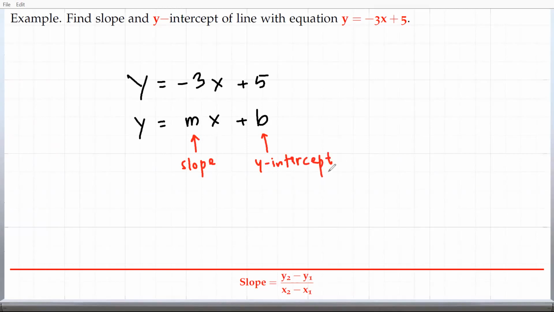So once we have that set up, if we compare these two equations directly, looks like m must be negative 3. So we can say slope is simply negative 3 and b must be 5. So we can say y-intercept equals 5. So we have found the slope and y-intercept. Now let's quickly try to graph this using this slope and y-intercept.